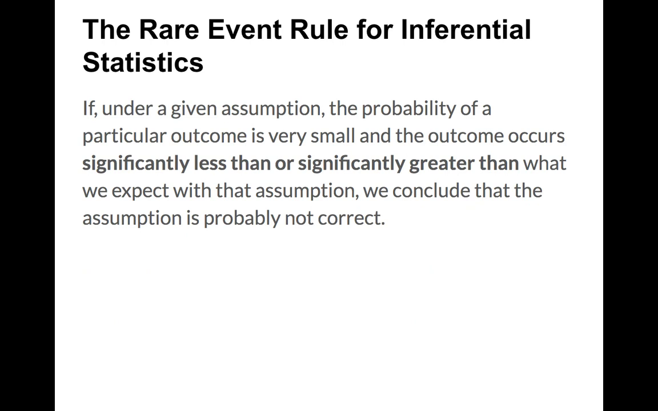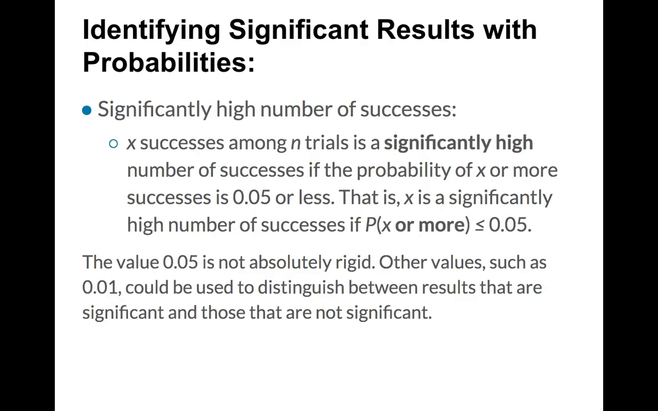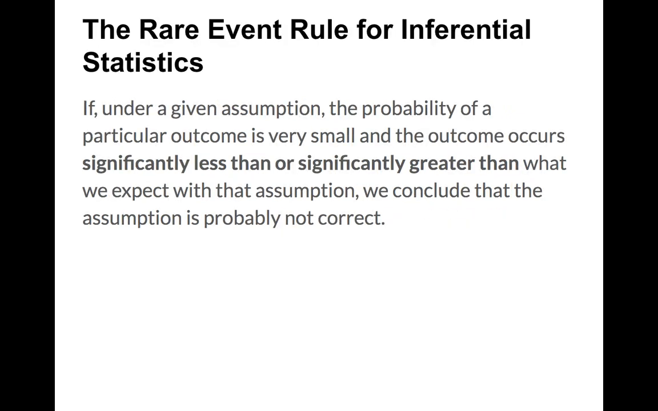So this is where this comes into play. If we have some sort of given assumption on something, and then the probability of an outcome is either very small or very large, in other words, we're falling into one of these two categories, then it is fair to assume that our assumption is not correct, or is probably not correct.